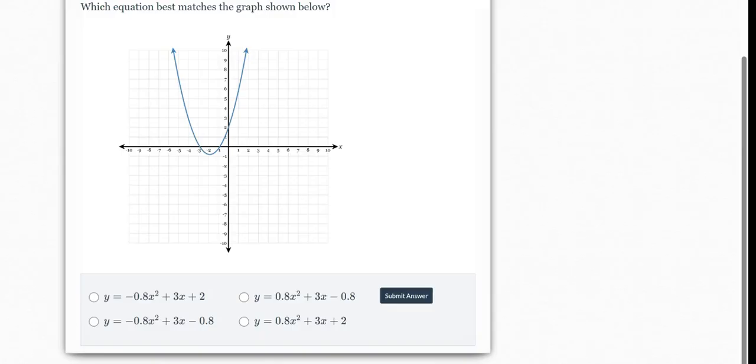And then we just have to determine, is it positive or negative? Does it open up or does it open down? If it opens up, it's positive. If it opens down, it's negative. So there's only one thing here. We're looking for a y-intercept of 2, and we're looking for a positive leading coefficient. That's the only one that matches that.